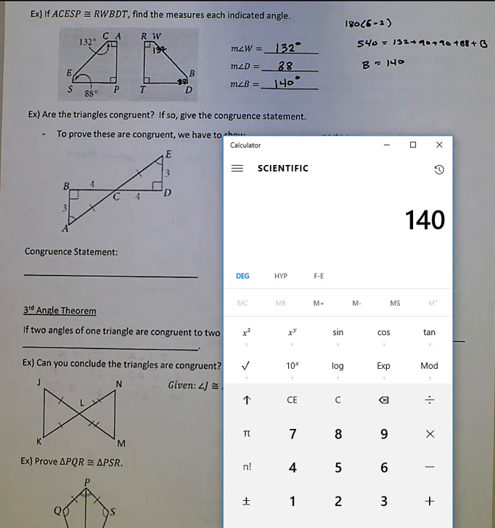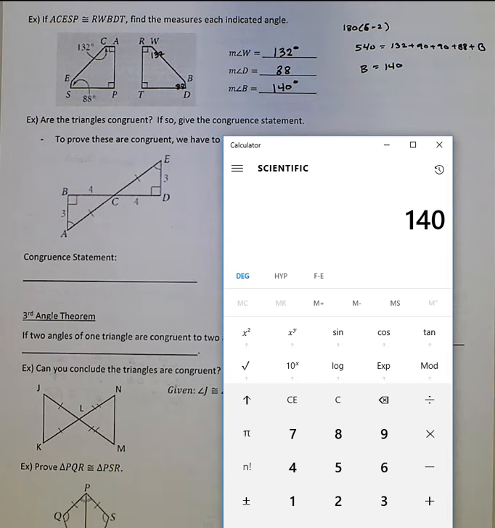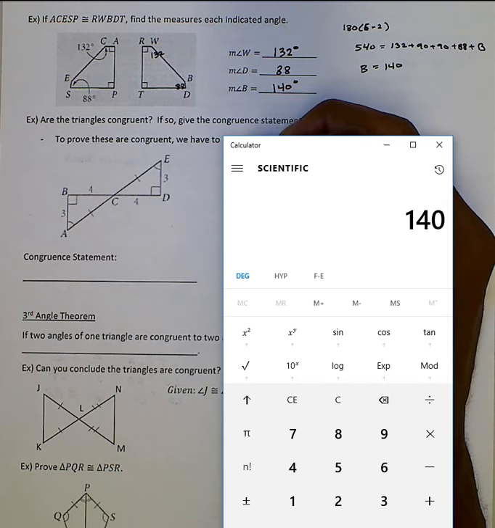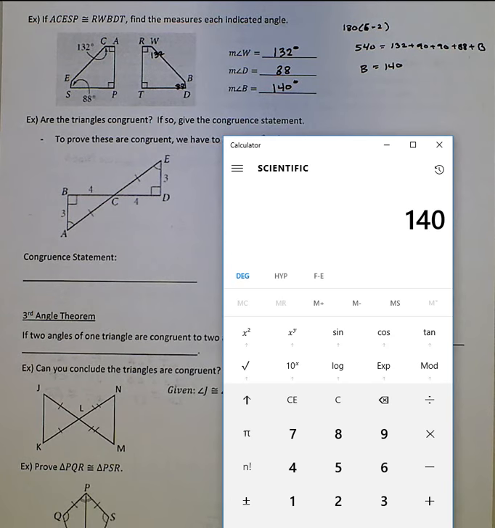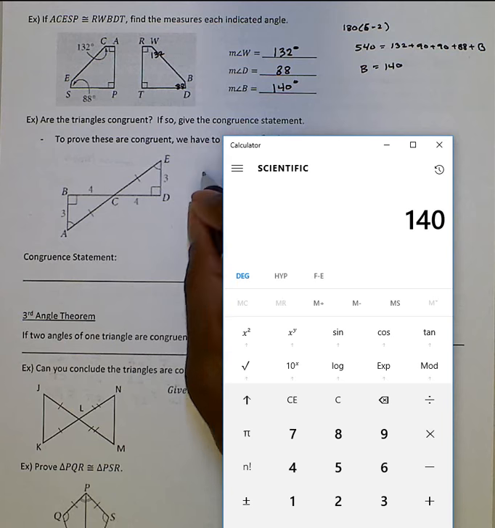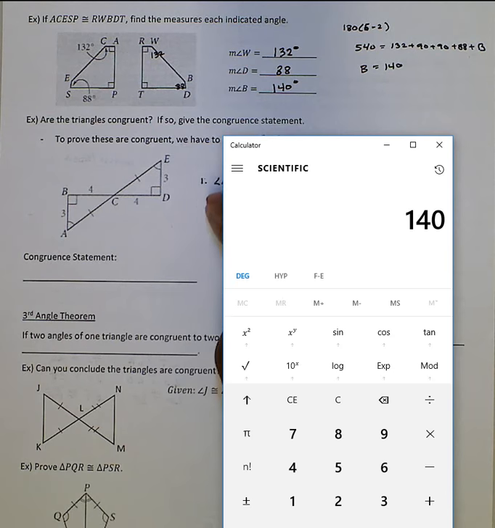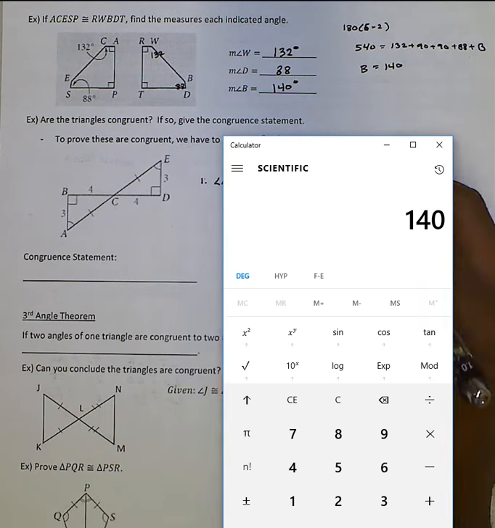Alright, so here's some examples. This next one we'll say, are the triangles congruent? If so, give the congruent statement. So to prove these are congruent, we have to show that 6 parts are congruent. Again, we said they have 3 angles, 3 sides, 6 parts all together. And so we're going to just have a proof to write that out. What we want to do is make sure we say which 6 parts are congruent, if they are. So we have angle A is congruent to angle E. I can tell that because it's given.